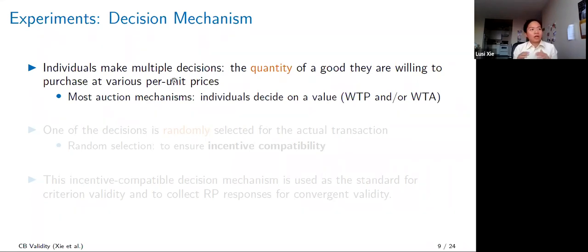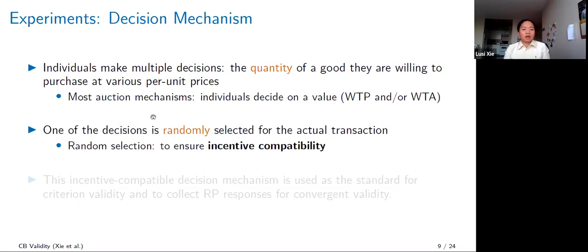And in our experiments, individuals make multiple decisions on how many units of goods they want to purchase at various per unit prices. After they have made all the decisions, one of the decisions is randomly selected for the actual transaction, where people have to buy the number of goods they indicated at the prices in that selected decision. And this random selection is to ensure the incentive compatibility of the design, and it's always the requirement for economic experiments.